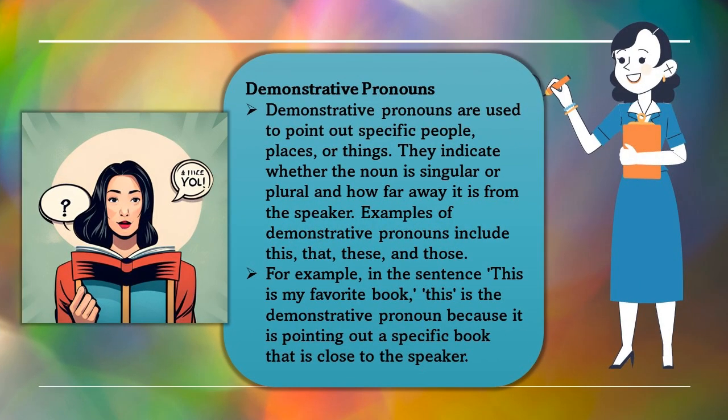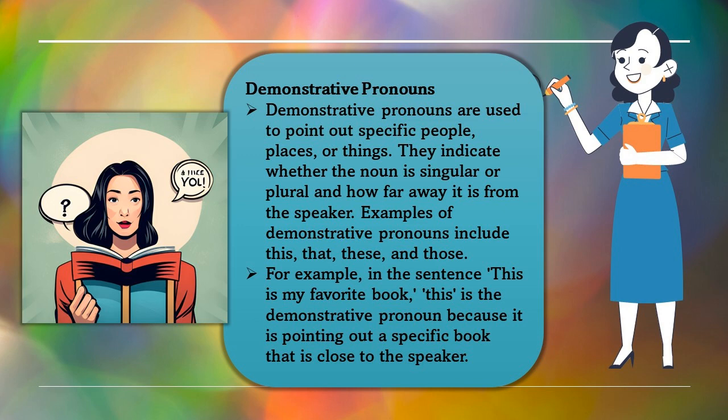Demonstrative pronouns. Demonstrative pronouns are used to point out specific people, places, or things. They indicate whether the noun is singular or plural and how far away it is from the speaker. Examples of demonstrative pronouns include this, that, these, and those.